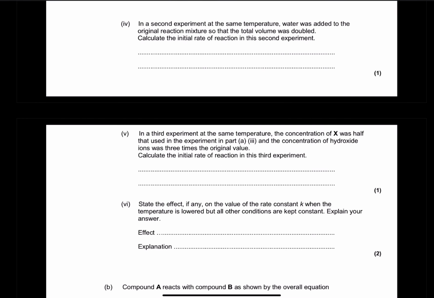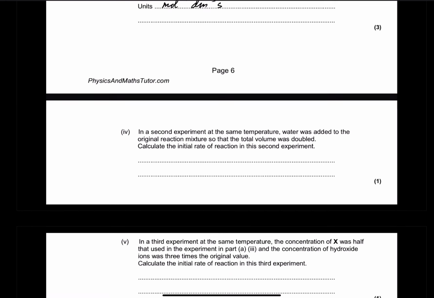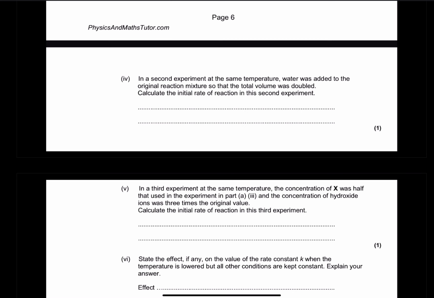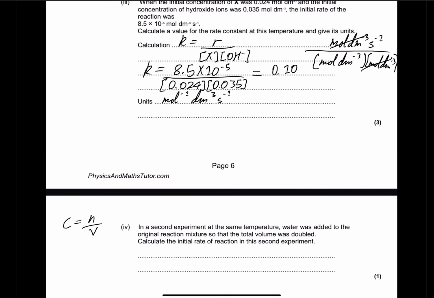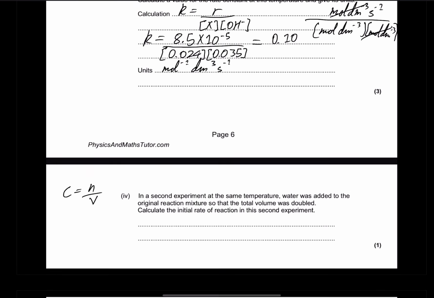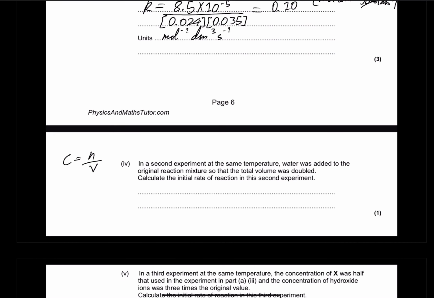In the second experiment at the same temperature, water was added to the original mixture, so the total volume was doubled. Calculate the initial rate of the reaction of this second experiment. If you increase the volume by 2, we're actually decreasing the concentration in our solution, because concentration is equal to moles over the volume. If the moles of our compound stay the same, but we've doubled V, so that just stays as 1 but it's over 2, we've actually halved our concentration here.